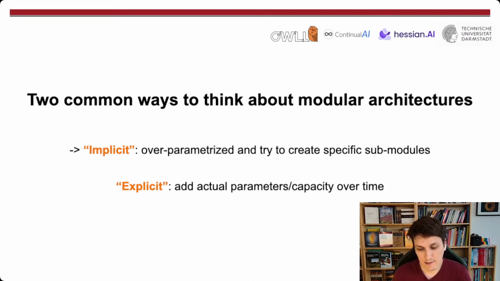And with that said, as an intro, I want to transition to the two common ways to think about modular architectures or dynamic architectures, whatever you may want to call it. You can also see the reason why I've had such a long introduction. One of at least two commonly advocated ways to think about modular architectures and catastrophic forgetting is by taking an implicit route, which I call implicit here because we'll be assuming that we start with a model that's extremely overparameterized, and then retrospectively try to create specific submodules in there.